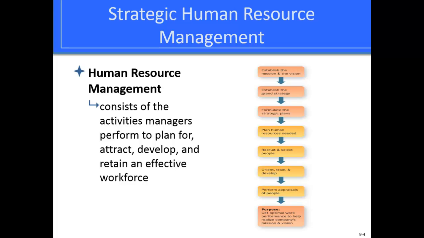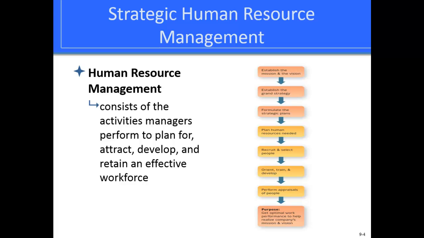So as you look at our chart here, you can see how, in our overall scheme of things, we establish our mission and vision. We've talked about that. We establish our grand strategy. We formulate those strategic plans to go along with our strategy. And then you see the human resource part come in here in our diagram. Planning the human resources that we need. Recruit and select the people that we need. Once we have them, we orient, train, and develop those to go along with our mission and vision. And then we perform appraisals of those people. So you can see how the human resource aspect goes along with our overall strategic planning.